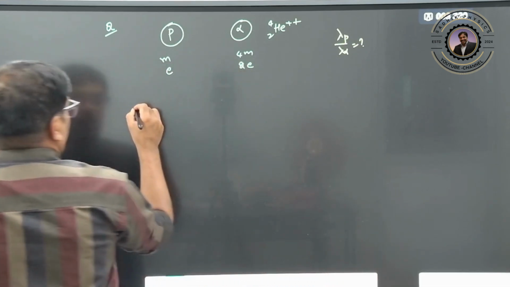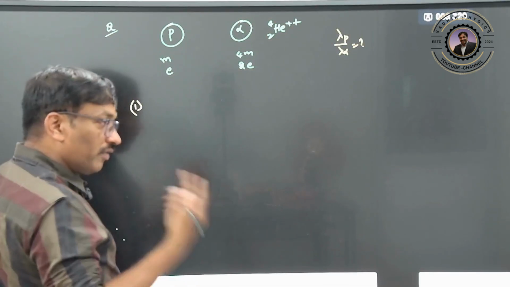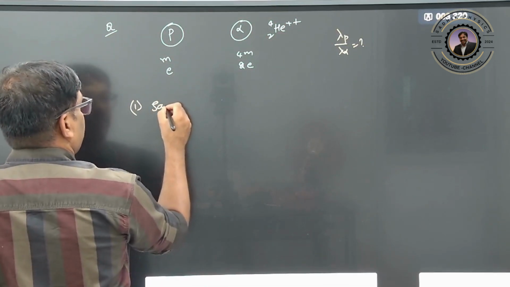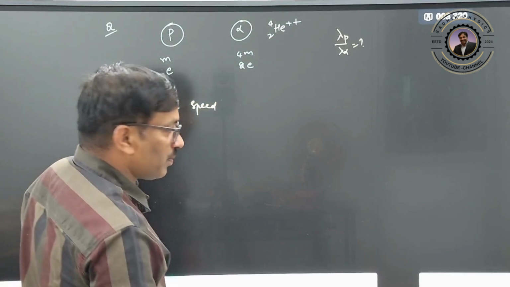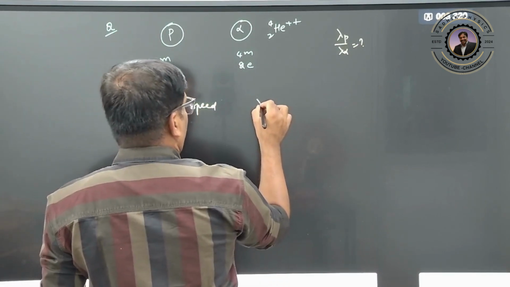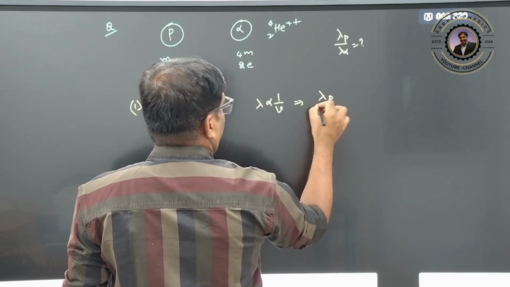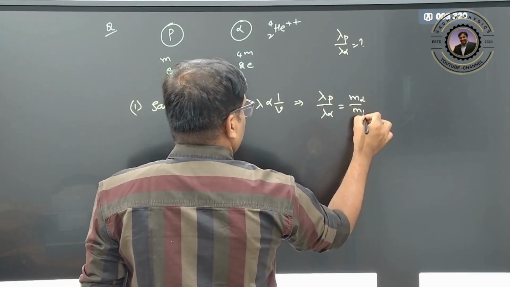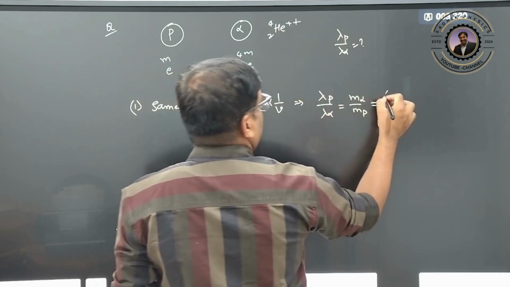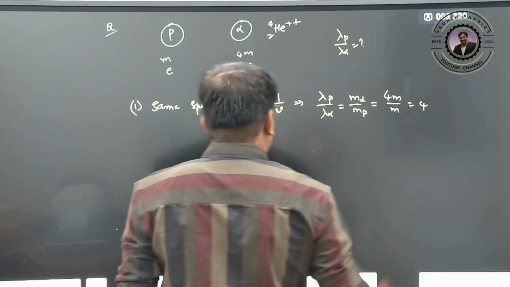First one, if they are moving with the same velocity, the same speed, what can you write now? De Broglie wavelength is inversely proportional to v. So the de Broglie wavelength of proton by alpha is proportional to the mass of the alpha by the mass of the proton. Mass of the alpha is how much? 4m by m. So it is nothing but 4.